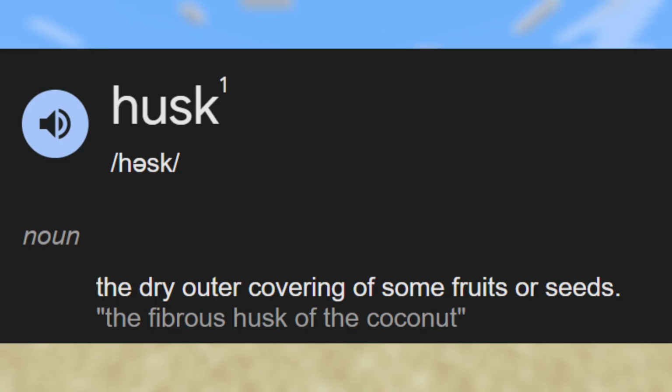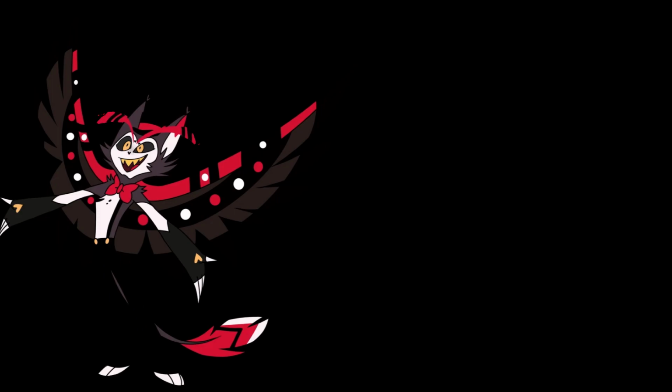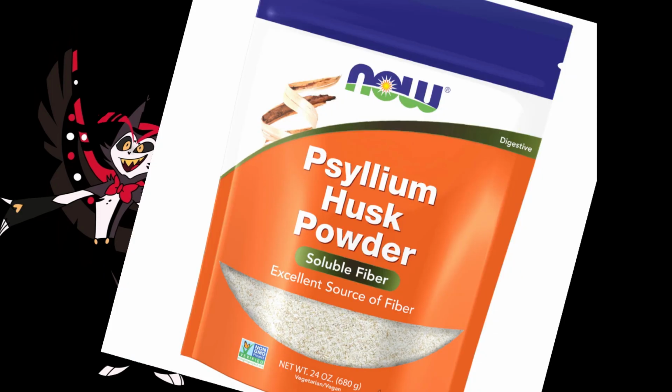At negative 57 points, the mob Husk means the dry outer covering of some fruits or seeds, which really doesn't matter, because it just mostly has been nothing but some powder that probably awaits the definition of the word.